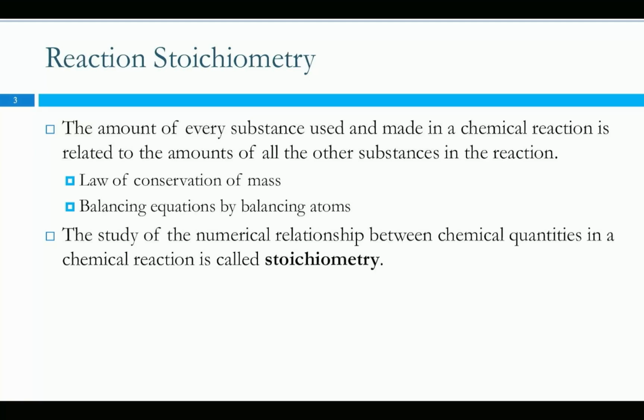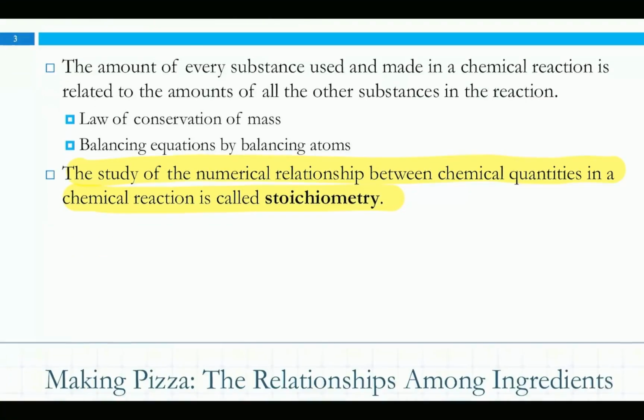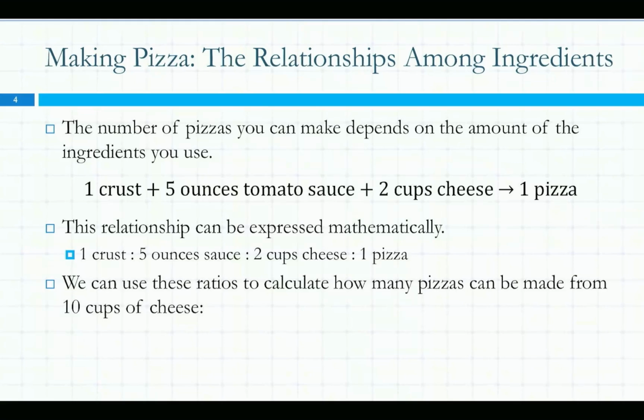So yeah, stoichiometry is the study of the numerical relationship between quantities in a chemical reaction, and then using those quantities to make predictions about a reaction. Food recipes are a great analogy for this, especially when you consider something like pizza, where you're going to have one crust. Of course, you can make smaller or larger crusts. So, a super simple cheese pizza recipe: 1 crust, 5 ounces of tomato sauce, and 2 cups of cheese gives you 1 pizza.